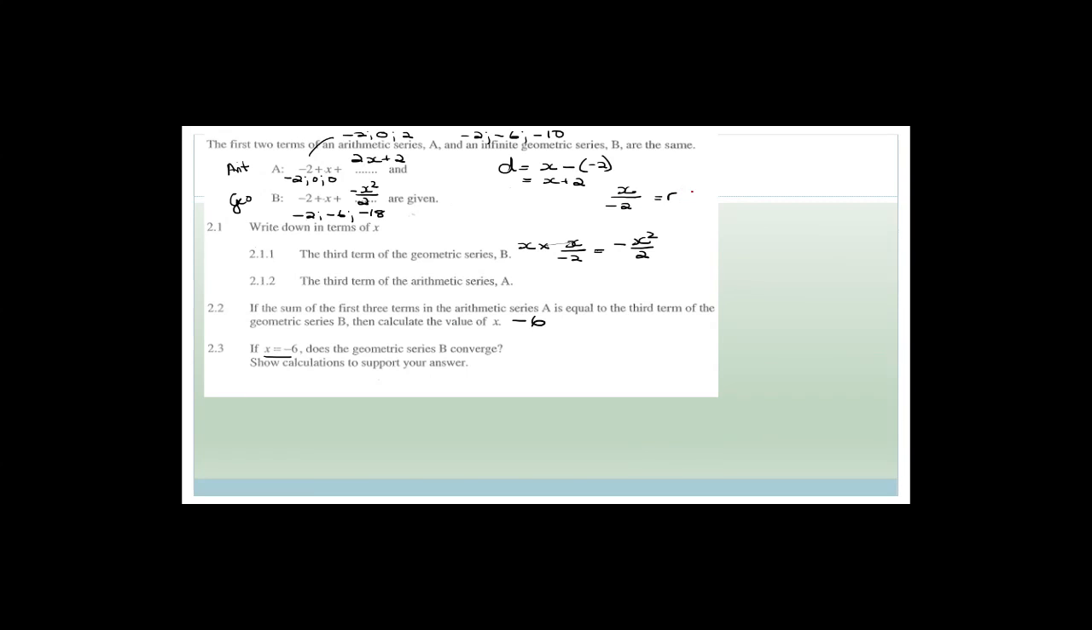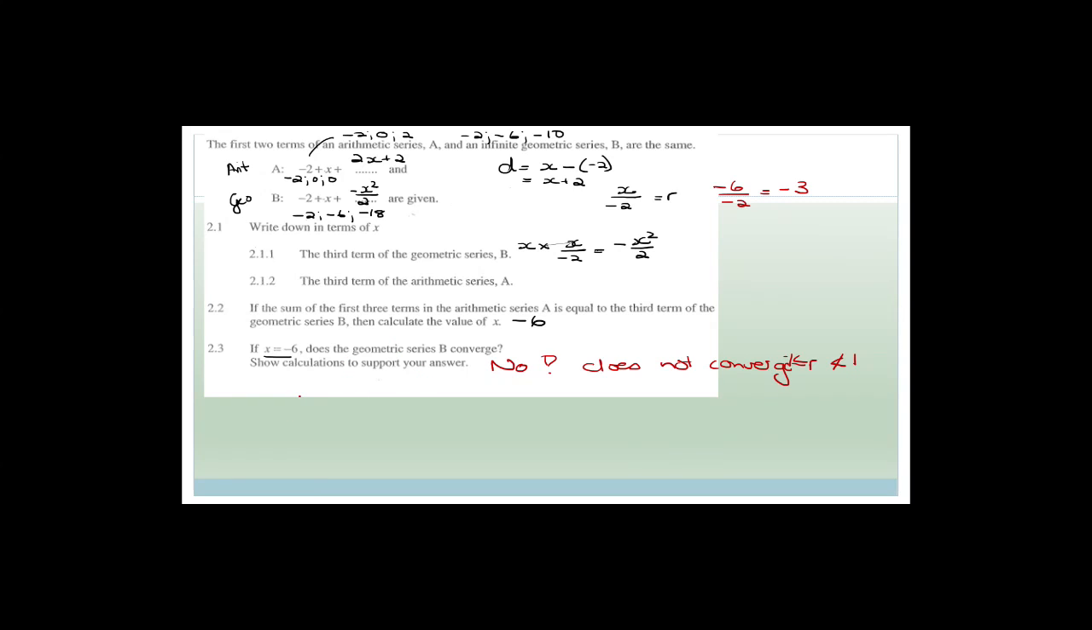Which is going to be minus 6 divided by minus 2, which is minus 3, which definitely does not fall between 1 and minus 1. So I can say no, it does not converge. And the reason I can say that is that R is not between 1 and negative 1. Okay, but they said they want to show calculations to support your answer.